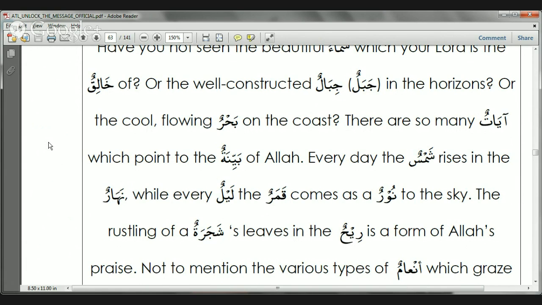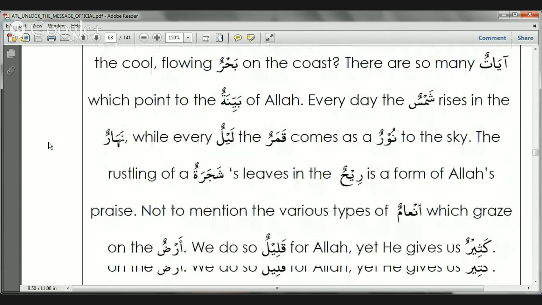Sky is a very general term, but when you're on a boat, you look ahead and you can literally see the sun go down. It's that portion where you can see the day and the night change. That's the horizon. While every laylun, night, the qamrun, the moon, comes as a nurun, as a light to the sky. Good. The rustling of a shajaratun's leaves, of a tree, in the rihun. You know this one too.